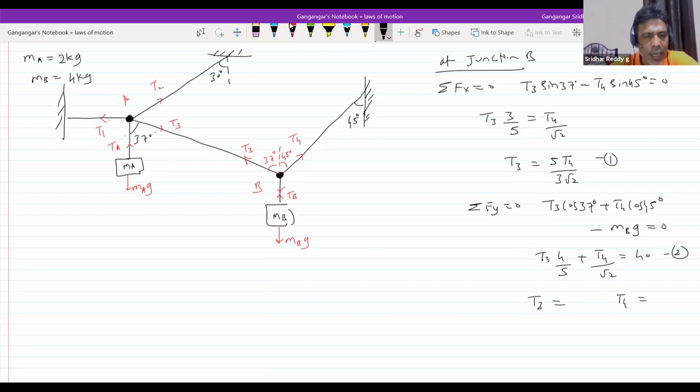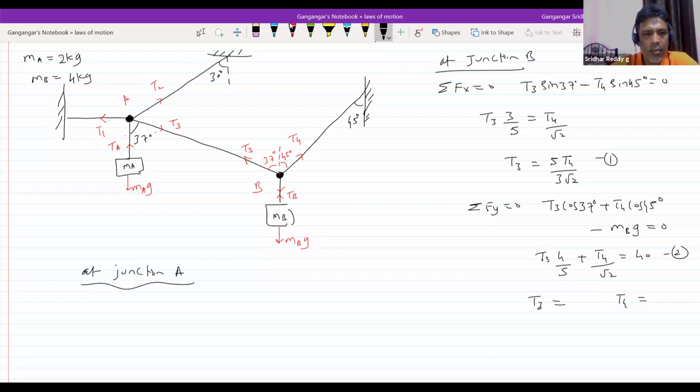Come here to junction A. Again, you apply it. At junction B, you can apply Lami's theorem and you'll get the same answer. At junction A, you should not apply Lami's theorem, because there are more than three forces. So the best thing is resolving the forces along X and along Y.